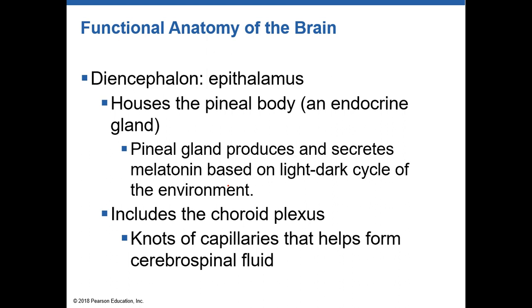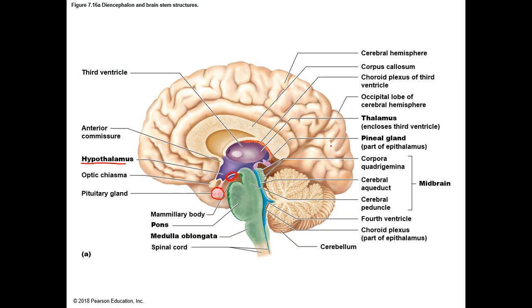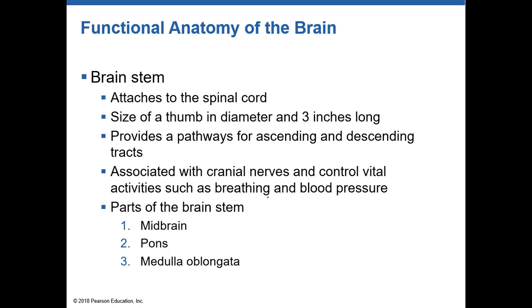The other important thing in this area is it includes something called the choroid plexus. The choroid plexus is knots of capillaries or blood vessels, in case you didn't know what capillaries were. And these blood vessels are in charge of making something known as cerebral spinal fluid. This is fluid located in your spinal cord and brain to help protect it. So if we're looking up here, your epithalamus, here is your pineal gland, and then your choroid plexus, which is part of your epithalamus as well, runs along down here as well. So that's the end of your diencephalon.